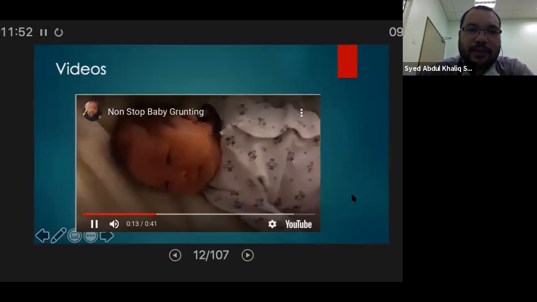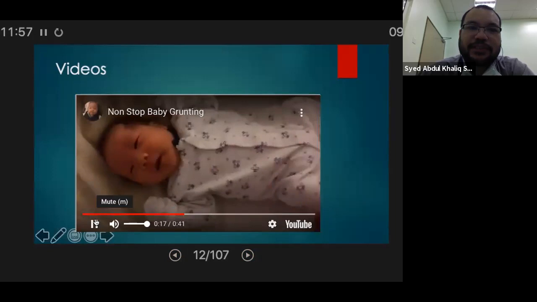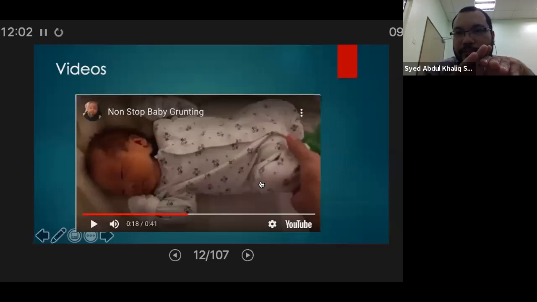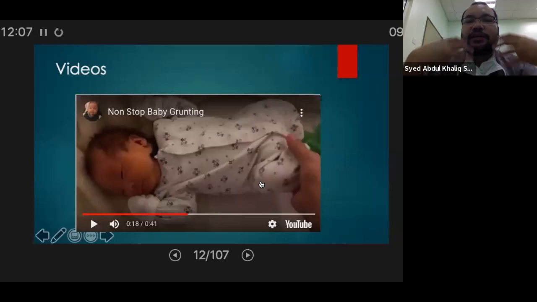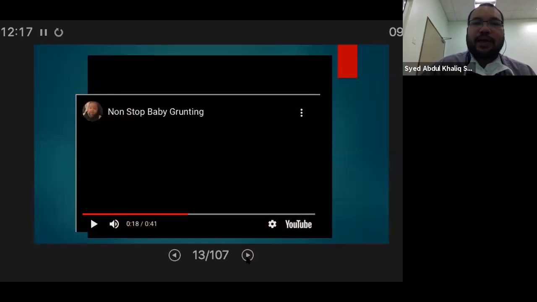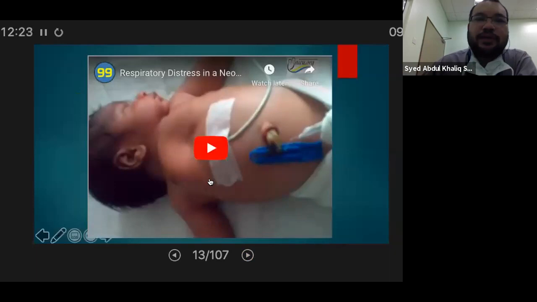So can you appreciate the sound? The sound is when the baby closes his vocal cord, and after they close the vocal cord, he becomes stiff. And they push, they increase intrathoracic pressure. So what happens is the baby is trying to open up his airway, open up his alveoli and things. So this is grunting. Grunting is a sign of respiratory distress.